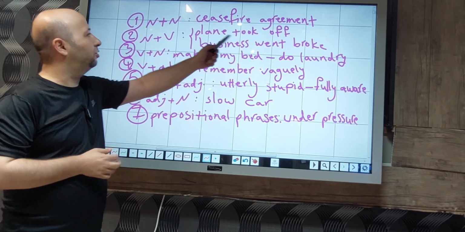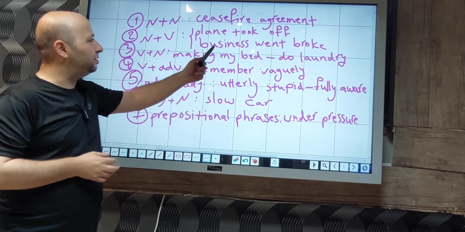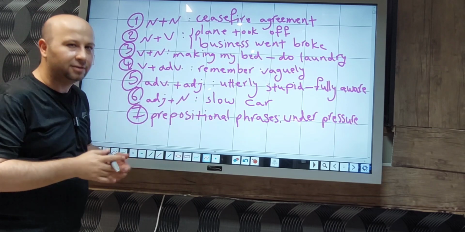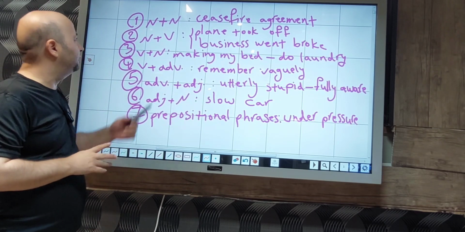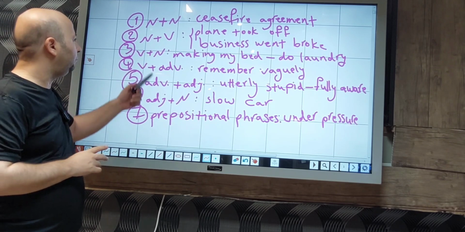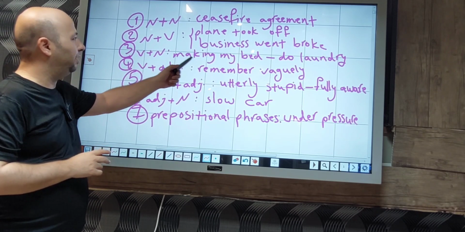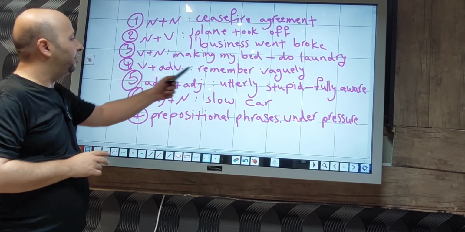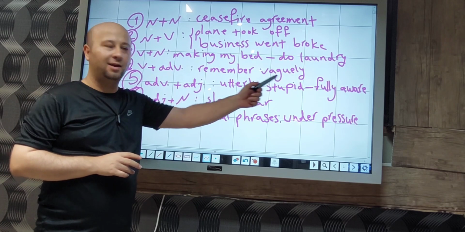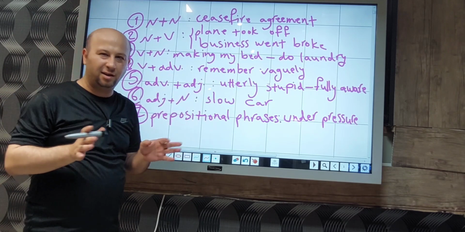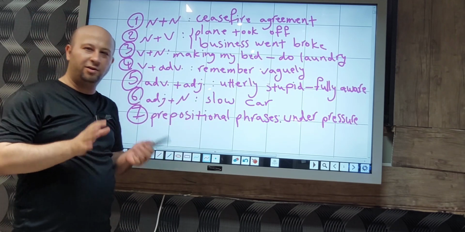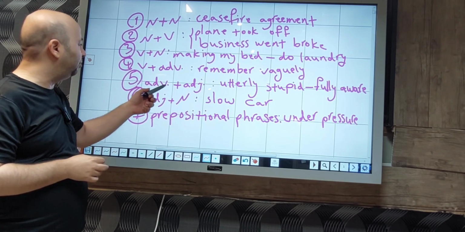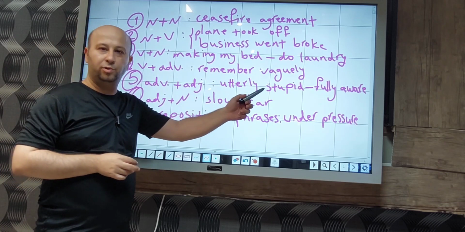Plane is a noun and took off is the verb. Or business went broke. Business is the noun part, and went broke, it means it failed, is the verb part, okay? Verb plus noun, like making my bed, do laundry. Verb plus adverb, like remember vaguely. Vaguely means not clearly, you remember something but not very clearly. And the fifth type is adverb plus adjective, like utterly stupid, okay?